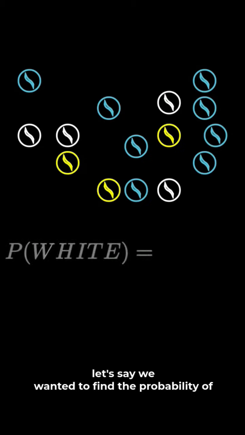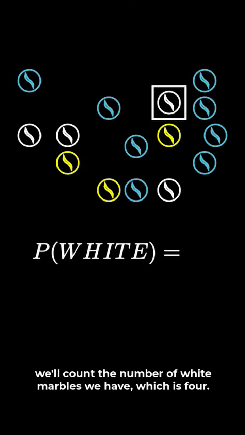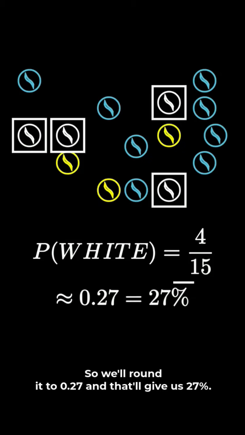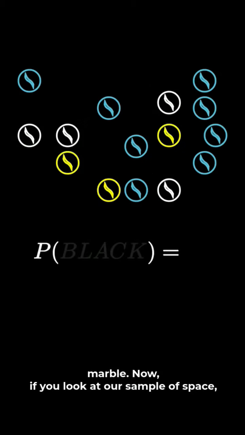Now let's say we wanted to find the probability of drawing a white marble. So in this case, we'll count the number of white marbles we have, which is 4. Then we'll divide it by 15, and that'll give us about 0.266, so we'll round it to 0.27, and that'll give us 27%.